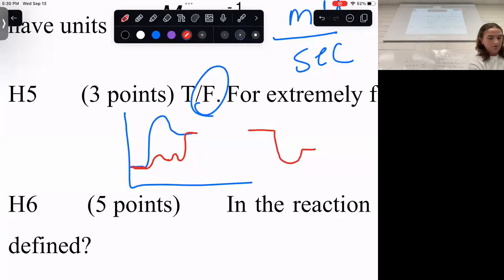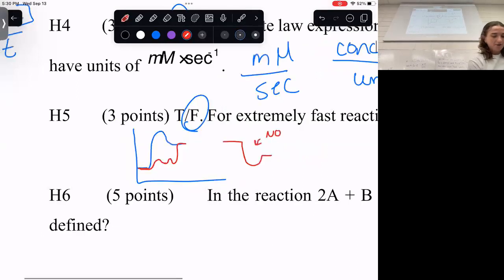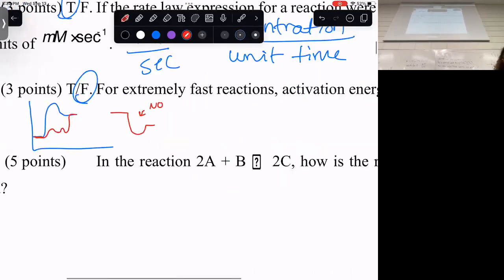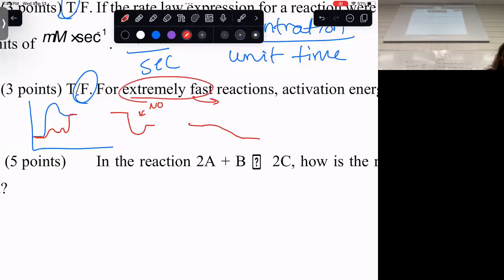Yep. So he's just saying for extremely fast reactions, an extremely fast reaction would just have a very, very low activation energy, right? If we have reactants and products, it might just look like a little hump, but there's something there that you have to go over. So extremely fast, this doesn't matter.